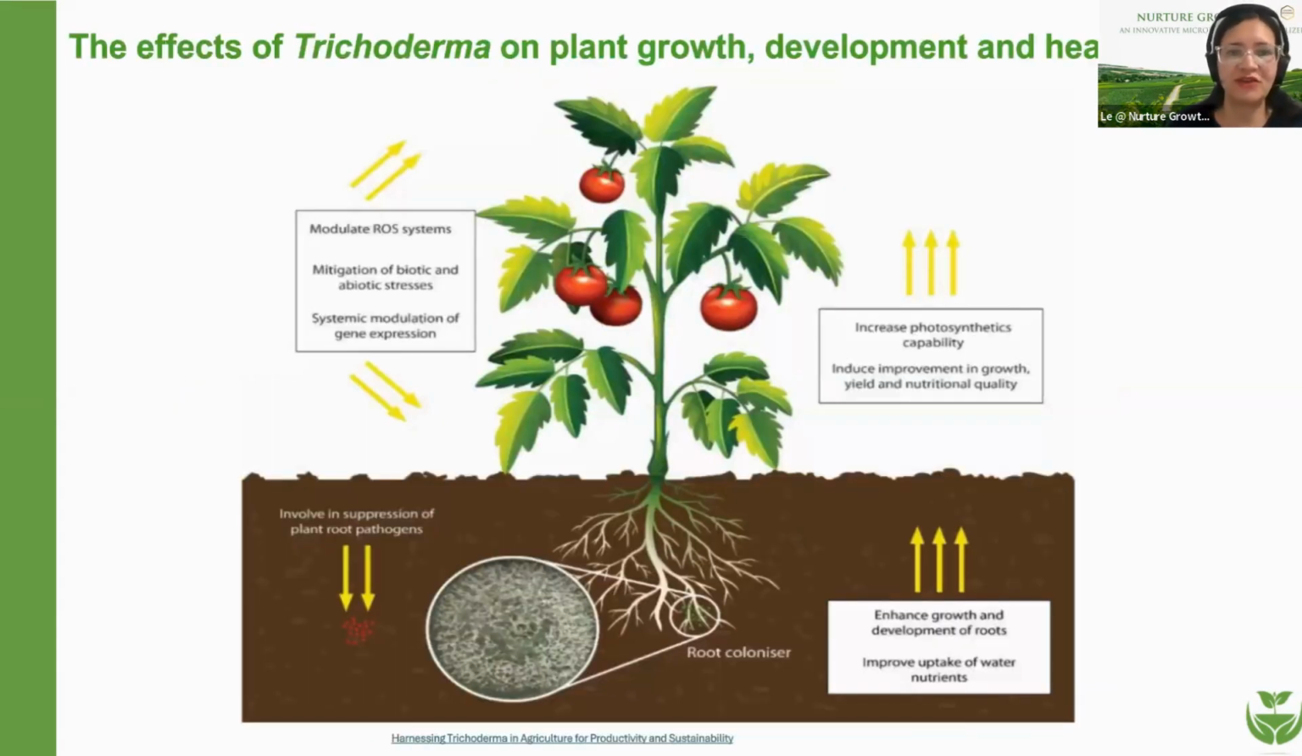This is the slide showing the effect of trichoderma on plant growth, development, and health. Trichoderma is a fast-growing fungus which colonizes the root area. Here we can see the presence of trichoderma, and because of its presence, it helps the plant roots grow more and deeper, and helps improve uptake of water and nutrients. Since the plant roots are growing faster, it is helpful in more green growth and increases the photosynthetic capacity of the plant, inducing improvement in growth, yield, and nutritional quality of whatever produce we are producing in our crop.